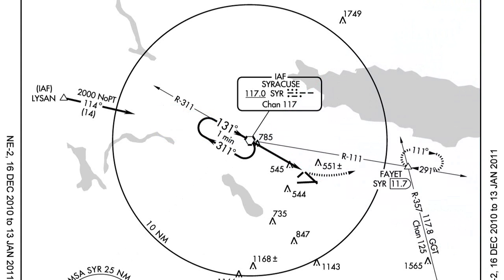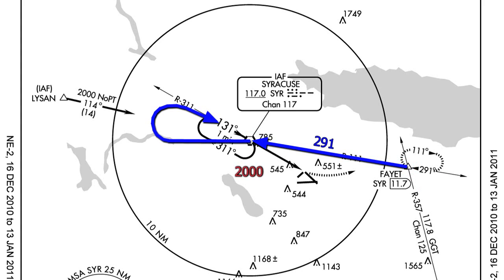One more thing to remember is that over here we're holding at 3,000 feet. By the time we reach the IAF Syracuse, we need to be at 2,000 feet. So during our flight from Fayette to Syracuse VOR, we're going to descend from 3,000 to 2,000 feet. We're going to do our procedure turn at 2,000 feet, and then we'll do the rest of the approach.